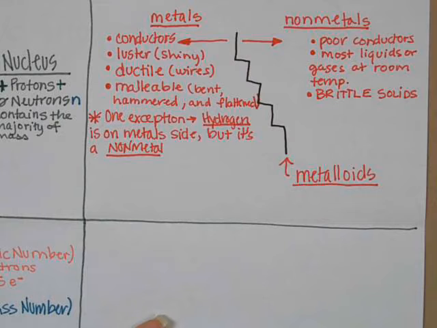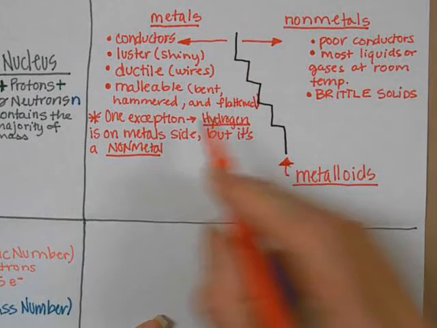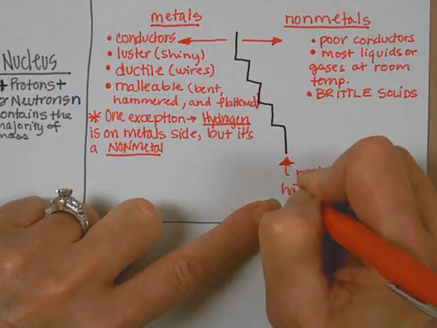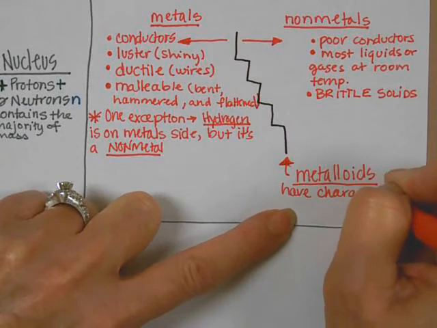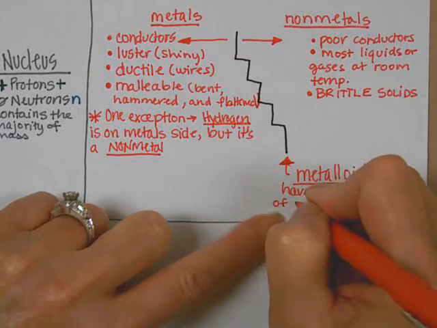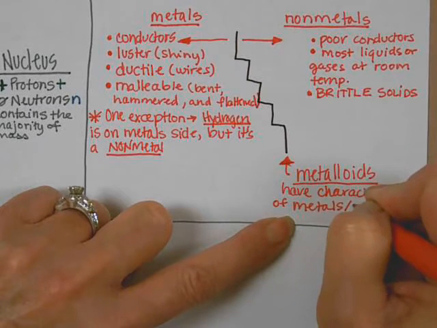The metalloids are kind of the weirdos. They contain characteristics of both metals and nonmetals. So they have characteristics of metals and nonmetals.